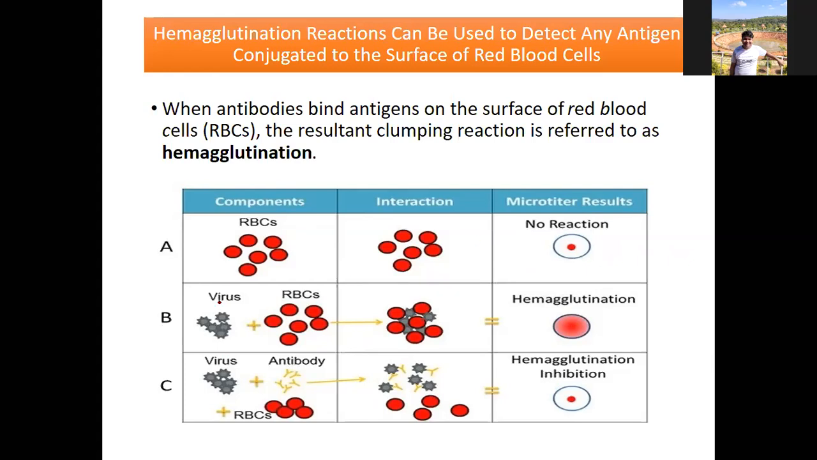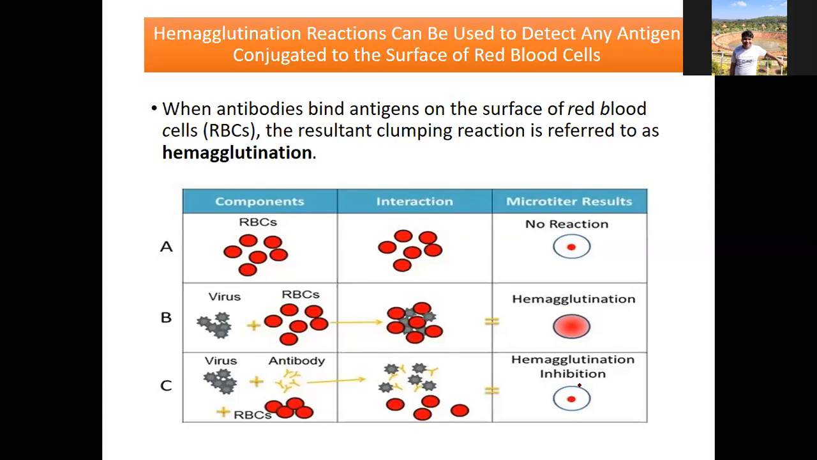But in the case of the microtiter plate, where the virus is added along with the RBCs, we could see the formation of clumps, or agglutination, has occurred. And in the next case, the C stage, virus plus antibody plus RBC, these three combinations, what happened? The viruses which were free to interact with the RBCs in the B case are not available, because those are now bound by the antibodies. It's a kind of hemagglutination inhibition test, compared with the regular one.